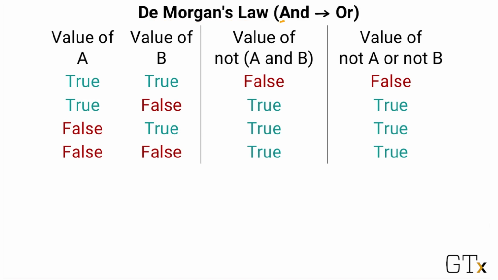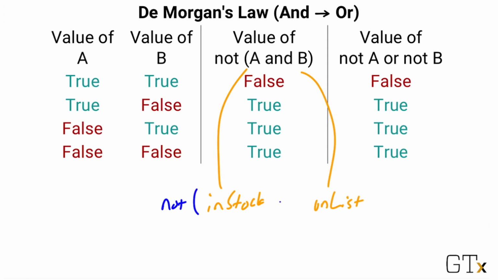And finally, there's an interesting application of these operators called De Morgan's law. It allows us to convert ands into ors or ors into ands. It looks kind of like the distributive property, but it's actually a bit different. It says that the result of not (A and B) is the same as (not A) or (not B). That sounds a little cryptic, but if we think about it in real terms, it makes a little bit more sense. So with our grapes example, we could rewrite this as A is in stock and B is on list. And our statement is not (in stock and on list).